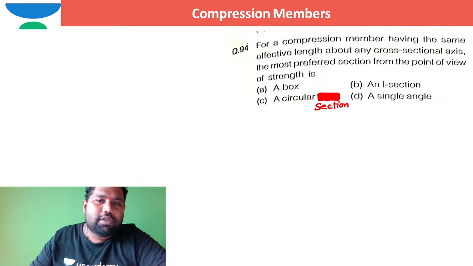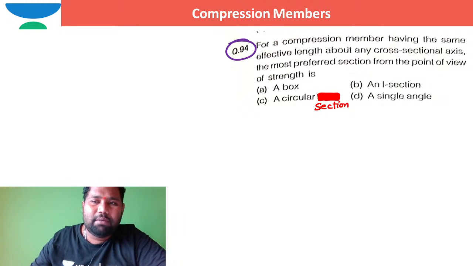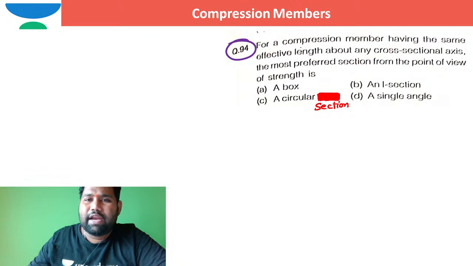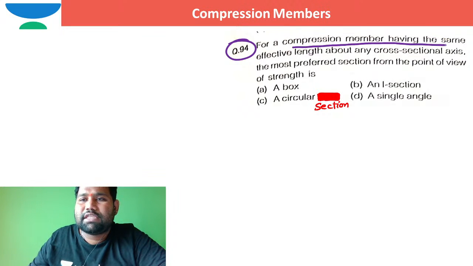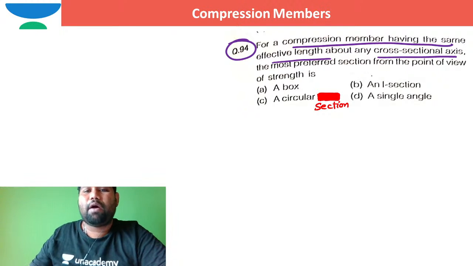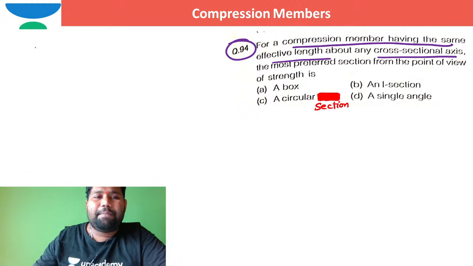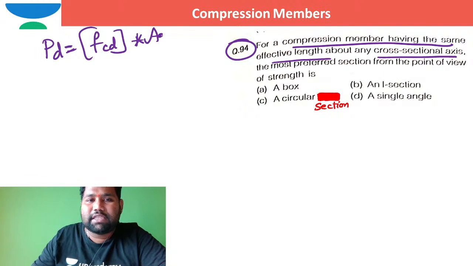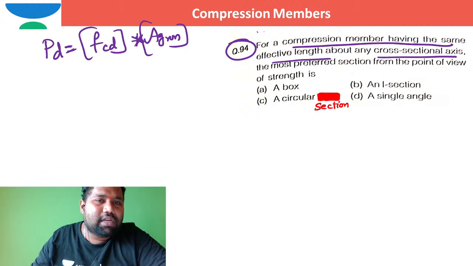Moving to the next slide: for a compression member having the same effective length about any cross-sectional axis, which is the most preferred section from the point of view of strength? For a compression member, the design compressive strength of a column is FCD, the design compressive stress, multiplied by the gross cross-sectional area, which is the effective area in case of a compression member.